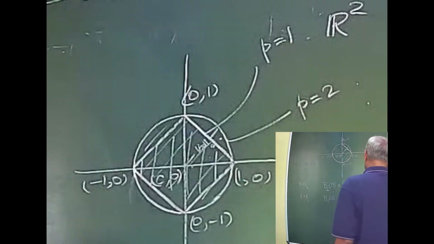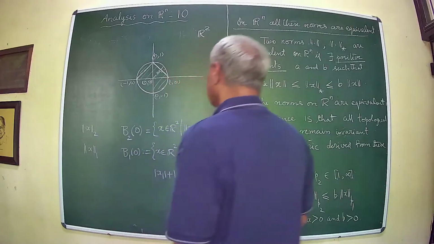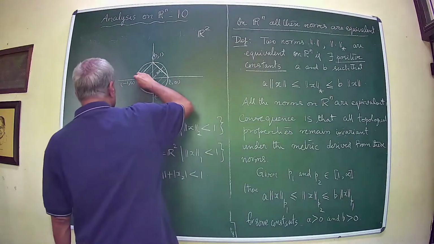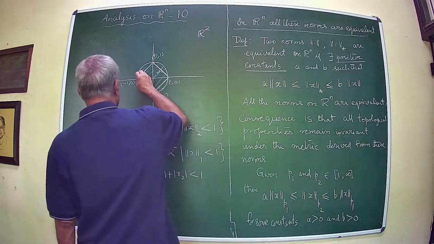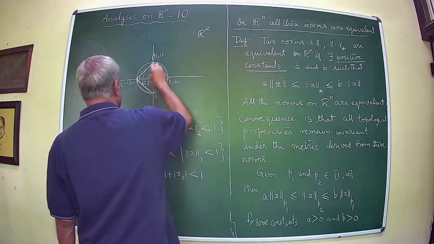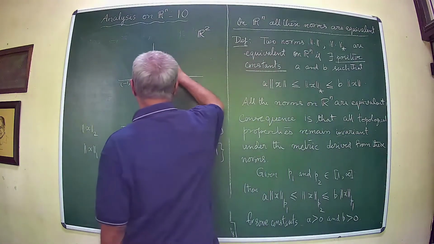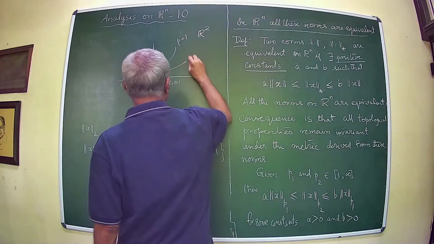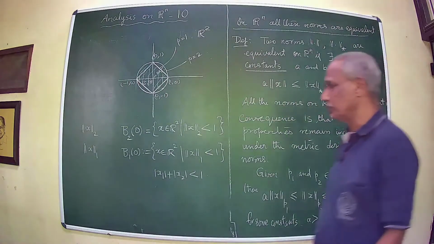Okay. Then you can do the other quadrants, because in this quadrant x1 is negative, x2 is positive, and so on. So you get the picture of the unit ball coming out of this. So this is the picture of the unit ball. Okay, this is the one corresponding to P equal to 1. This is the one corresponding to P equal to 2.